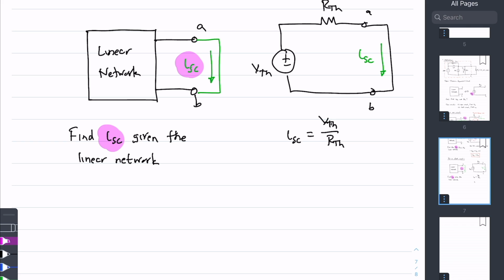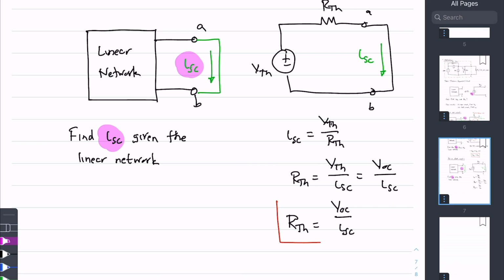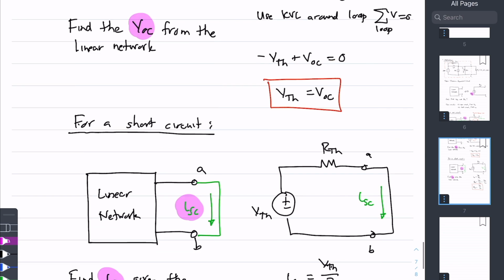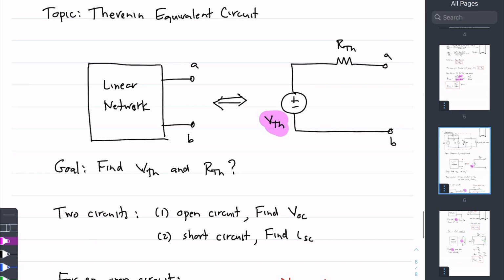Or, just by rearranging this equation, the Thevenin resistance is the Thevenin voltage divided by the short circuit current. But again, we found that the Thevenin voltage is the open circuit voltage. This is the last piece of the puzzle that we needed. Let me write it out cleanly. That Thevenin resistance will be the open circuit voltage divided by the short circuit current. This was the second piece of the puzzle that we needed in order to find our original Thevenin equivalent.